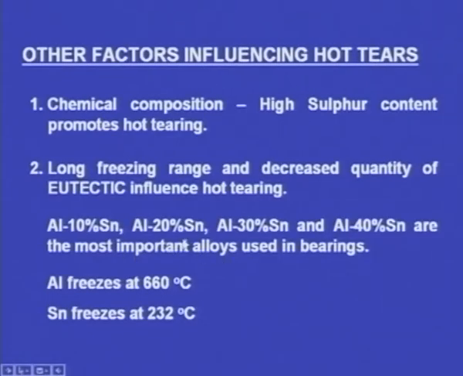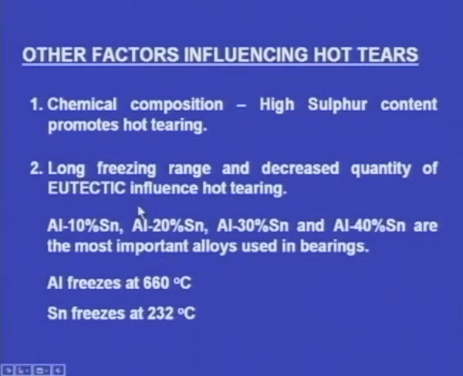Now here aluminum 10% tin, aluminum 20% tin, aluminum 30% tin, aluminum 40% tin, they are the most important alloys used in the bearings. So this long freezing range is responsible for hot tearing. Another factor is the decreased quantity of eutectic in the alloy. Eutectic means the element or the mixture having the lowest melting point. So here tin has got the lowest melting point. So tin is the eutectic in this alloy.